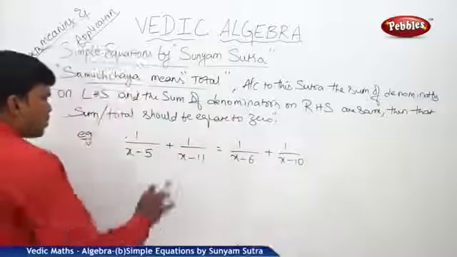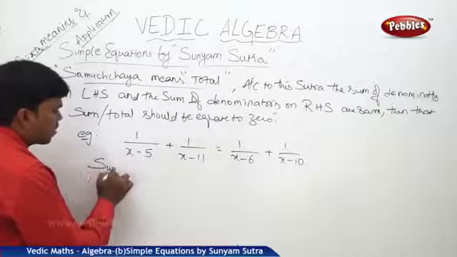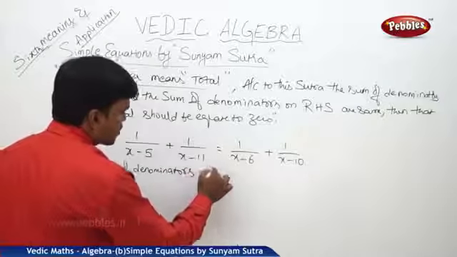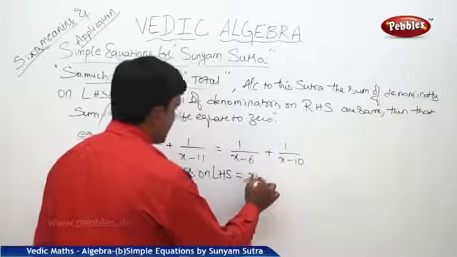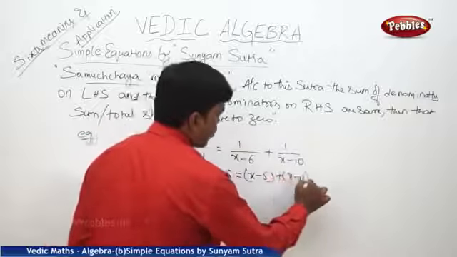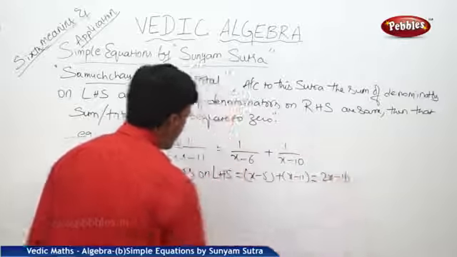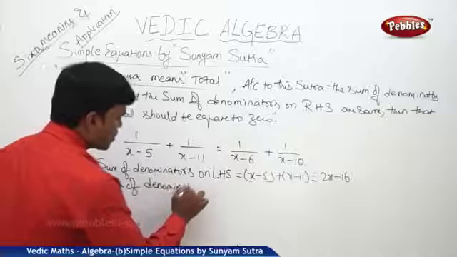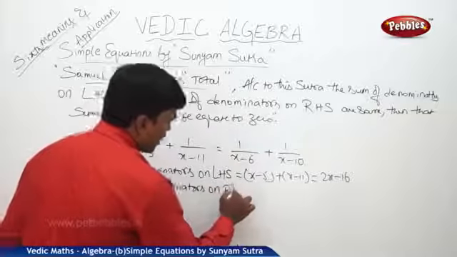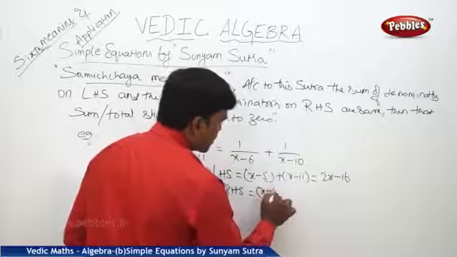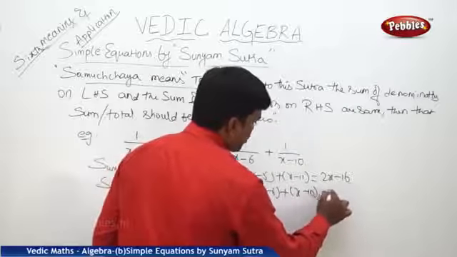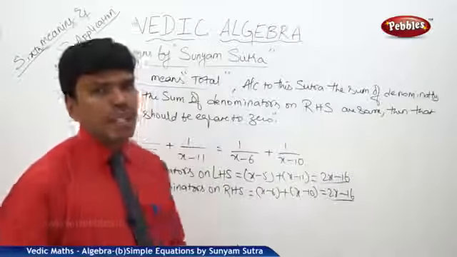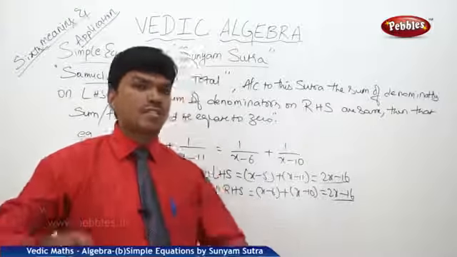If you observe, take the sum of denominators on LHS, equal to x minus 5 plus x minus 11. How much? 2x minus 16. Similarly, the sum of denominators on the right hand side equals x minus 6 plus x minus 10. How much? 2x minus 16. If you observe, the sum of the denominators on both the left hand side as well as the right hand side are the same.